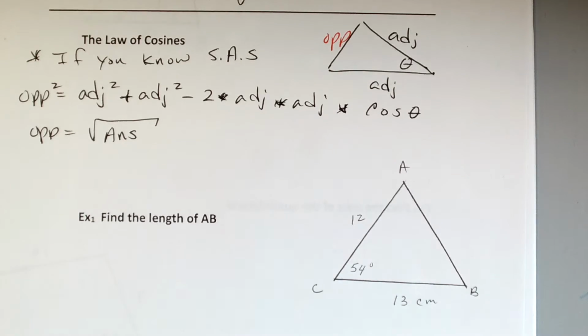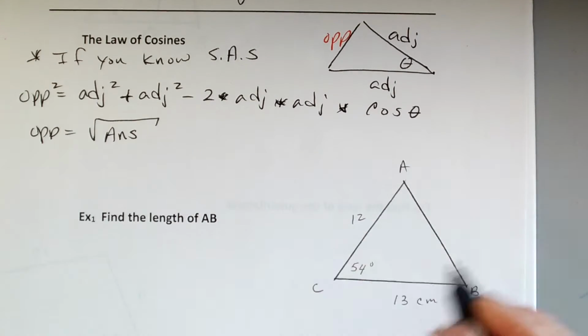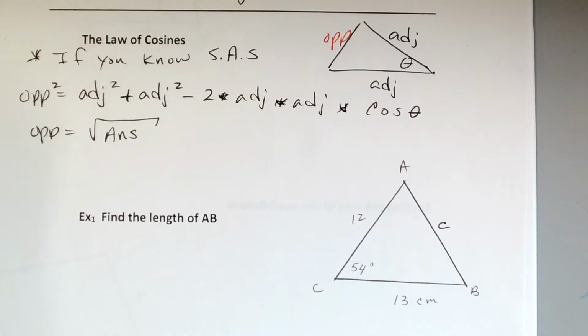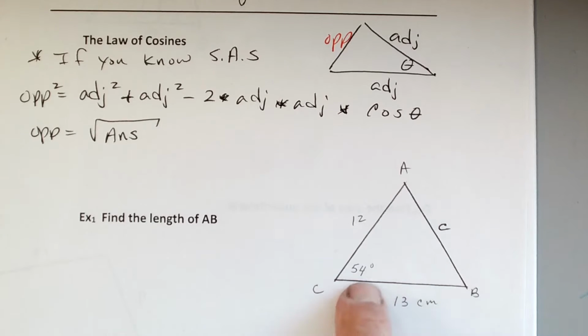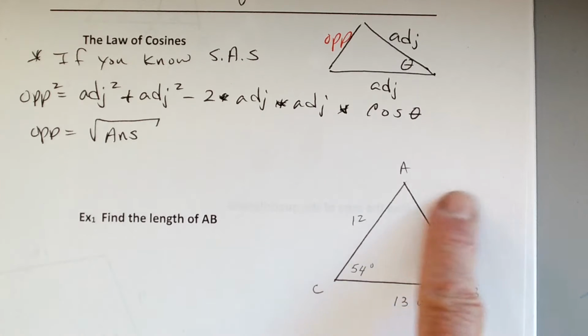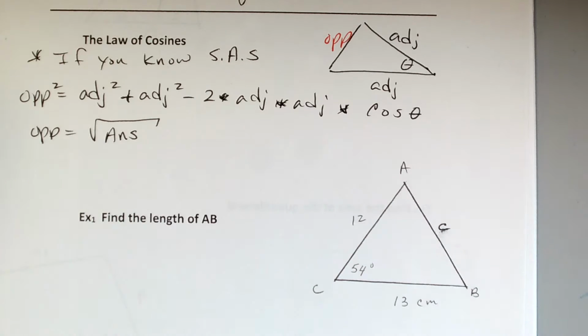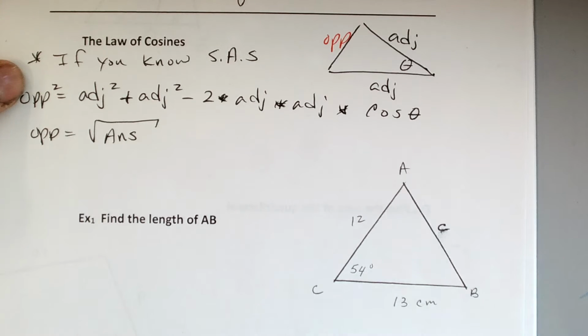All right, let's take a look at example 1. I do have side, angle, side, don't I? I do not have a pair of opposites. So if this is angle C here, we can find side C because that's my opposite side. If I have side, angle, side, I can find the opposite side by the law of cosines. So I'm going to set it up like this. This is opposite squared. That's C.